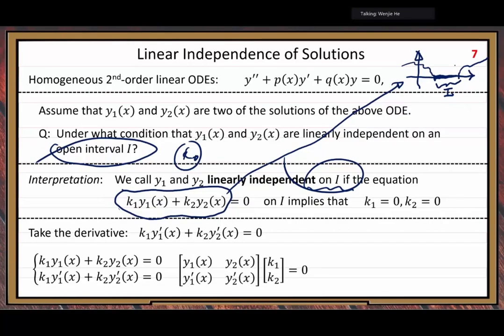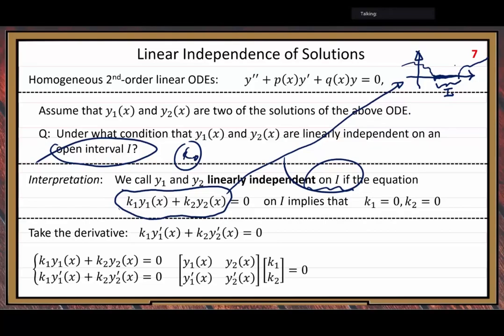This linear system can be written in matrix form. The coefficient part is a 2x2 matrix: the first row is the y1 function and y2 function, and the second row is the y1 prime function and y2 prime function. We treat the coefficient matrix as known, because these functions are known.